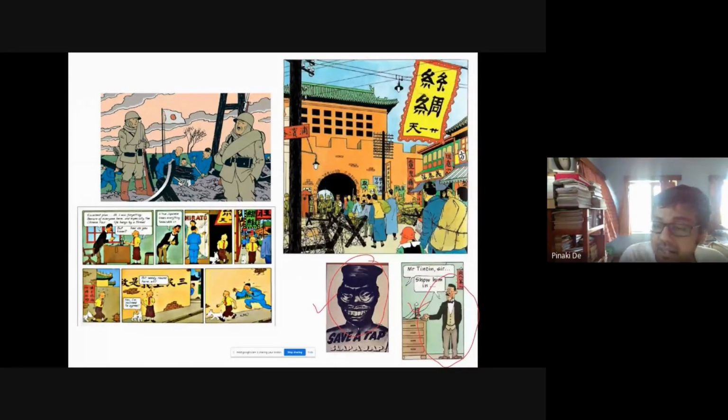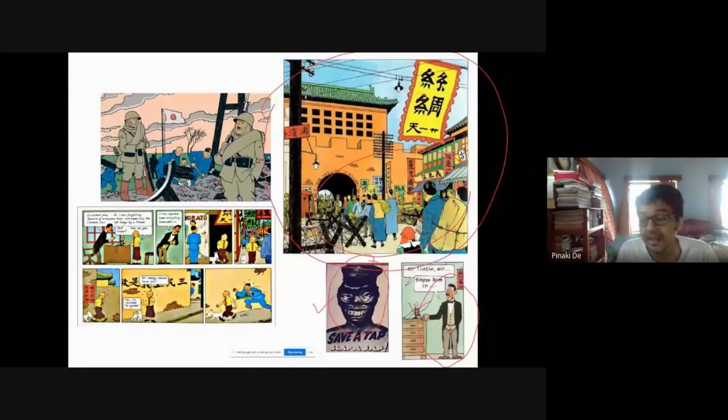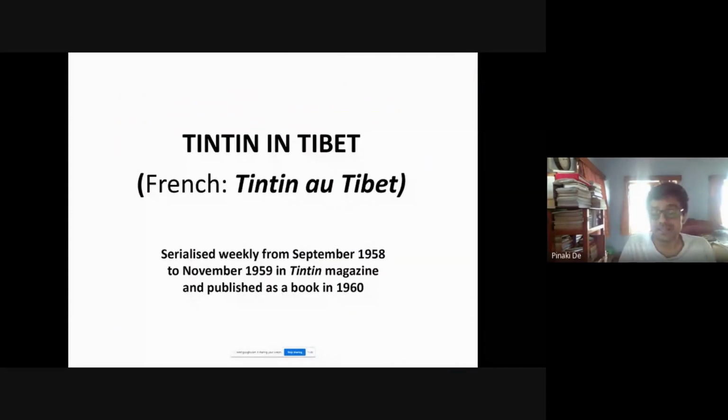But if you look at the Chinese character, the drawings of Shanghai, for example, they are very lifelike. Why? Because he knew Chang. He didn't know Chang. He knew Zhang Chongren, who is the inspiration behind the character Chang. Okay, so now let us look at Tintin in Tibet.